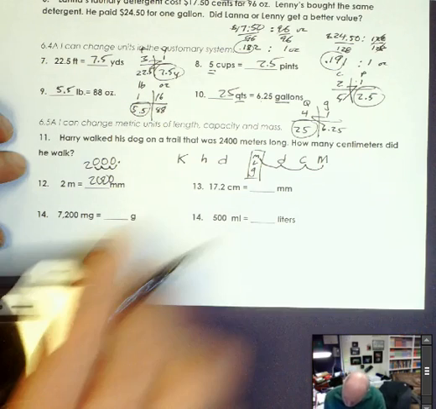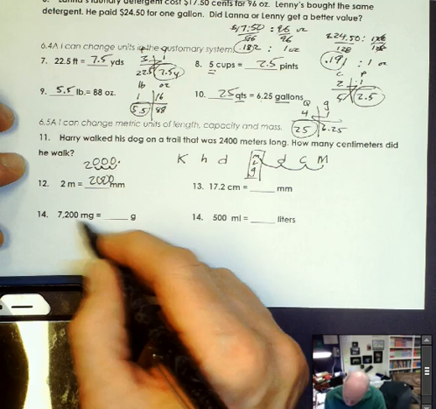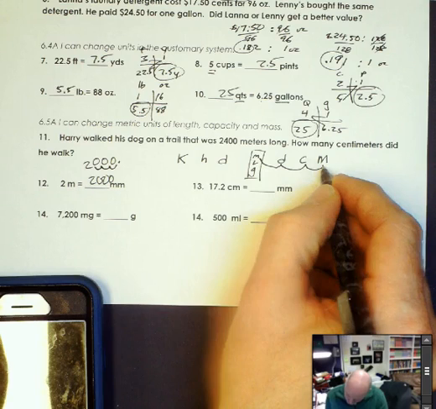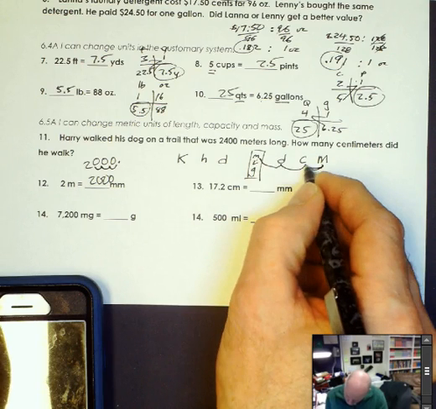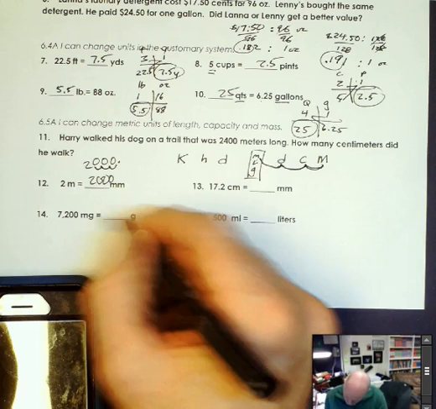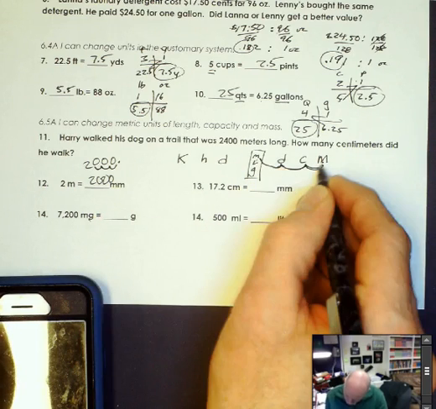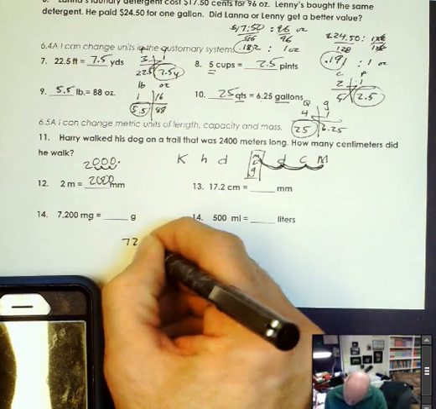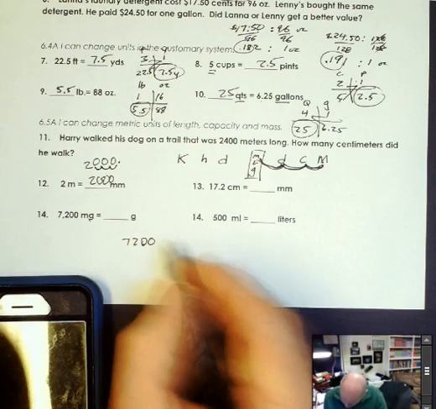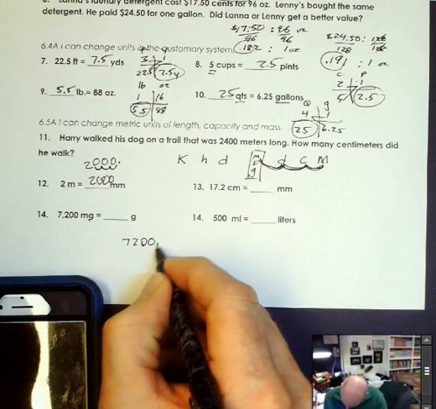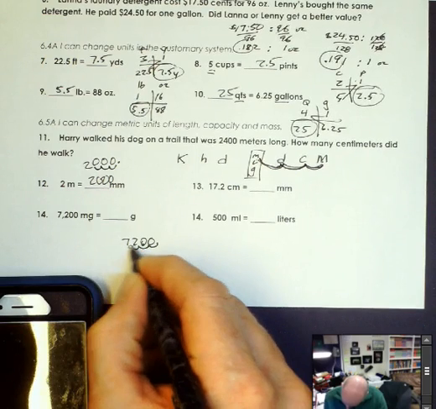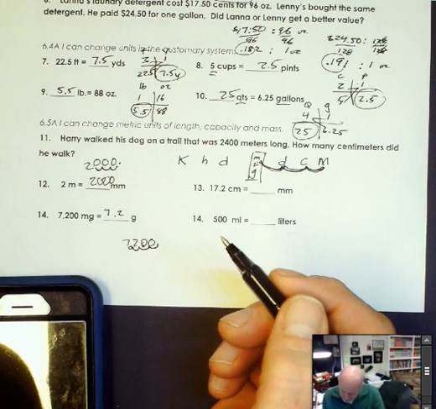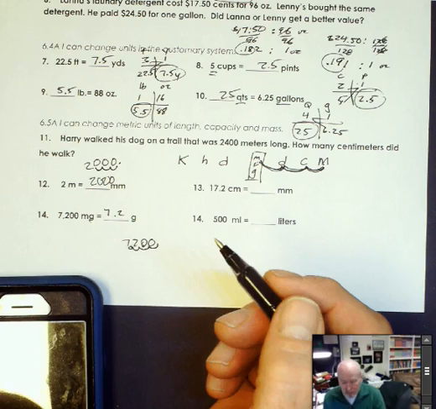All right, we've got 7,200 mg. So here I'm at milligrams, and I have to go back to grams. Now I'm going to go this direction. Milligrams to grams, 1, 2, 3. I've got 3 jumps. So here's my number, 7,200, and I start where the decimal is, right here. I'm going to move it 3 places to the left: 1, 2, 3. I'm really dividing by 1,000. I have 7.2 grams. Are you with me? All right.